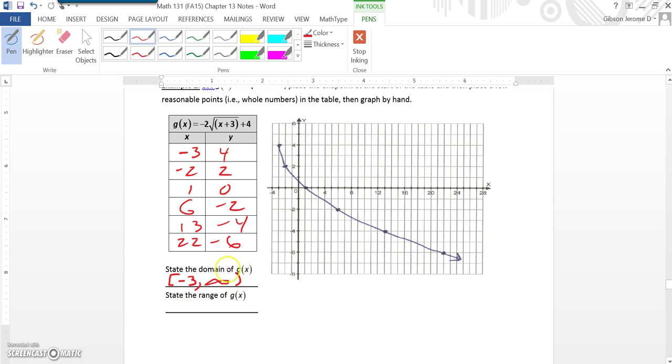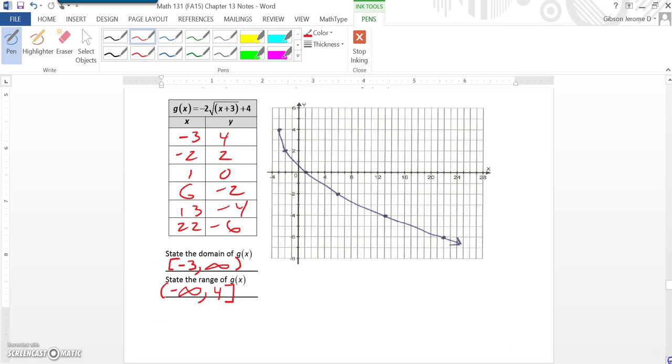Now we want to do the range. If you look here at the range, we're going to include all of the negative y values because it goes down. So we know our lowest values would be negative infinity. Now remember, our endpoint here is actually our highest point, which is a positive 4 for our y value. So it'll go from negative infinity to positive 4. So now we have stated the domain and range, and now we move on to our next page.